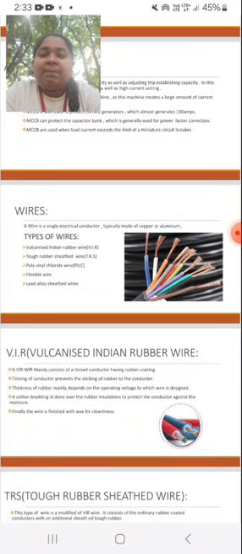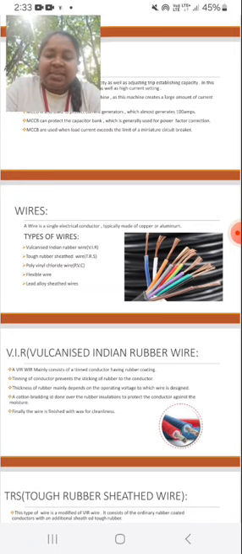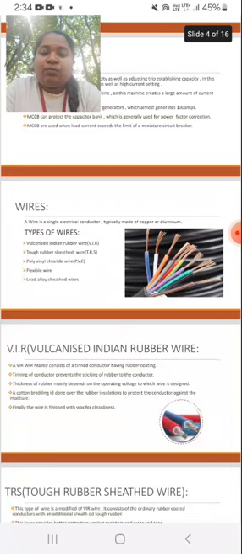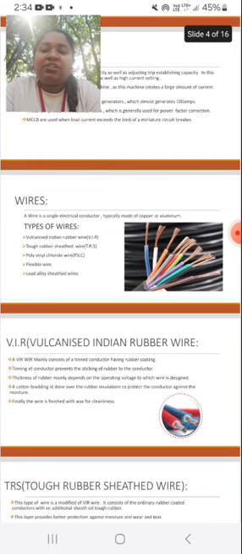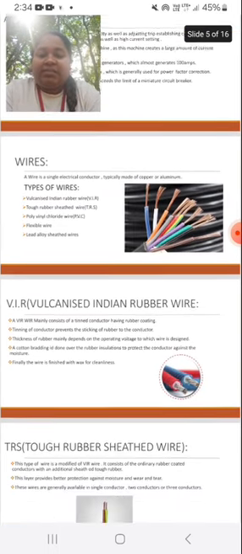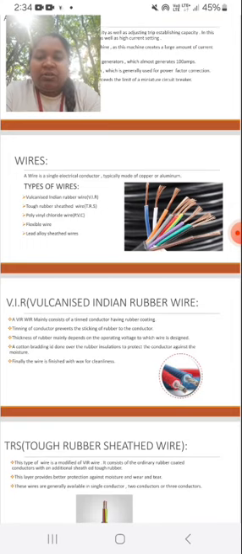The thickness of the rubber mainly depends on the operating voltage for which the wire is designed. A cotton braiding is done over the rubber insulation to protect the conductor against moisture. Finally, the wire is finished with wax for cleanliness, as we can see in the picture of VIR.